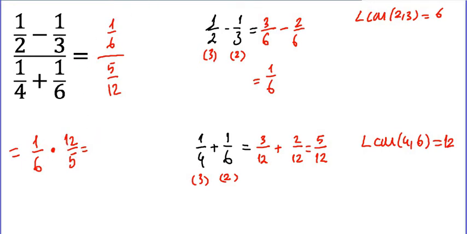Or actually we can just simplify 12 and 6. 12 divided by 6 is 2 and 6 divided by 6 is 1. 1 times 2 is 2 and 1 times 5 is 5. This is the simplest form of our complex fraction. Now I'm going to show you another way for simplifying this.